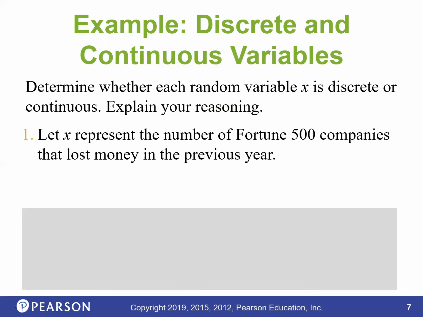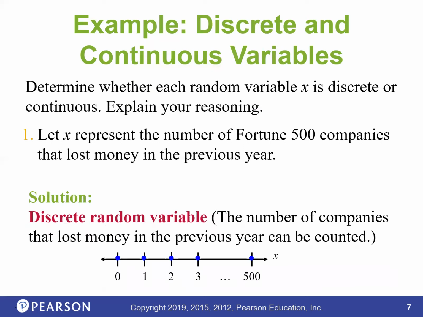Can we say that 3.4 companies lost money? No. The number of companies, we can say 4 companies lost money last year, or 112 companies lost money, right? But 112 and a half of the companies lost money? No, that does not make sense. Splicing it in half does not make sense. So perfect, the solution is it is a discrete random variable. It's individual points. They are isolated from each other. You count them by whole numbers.